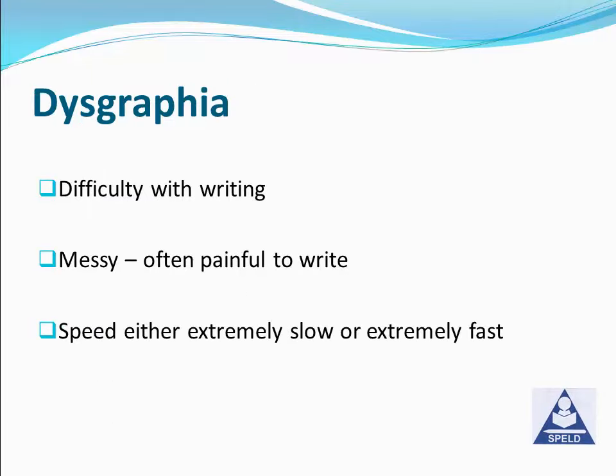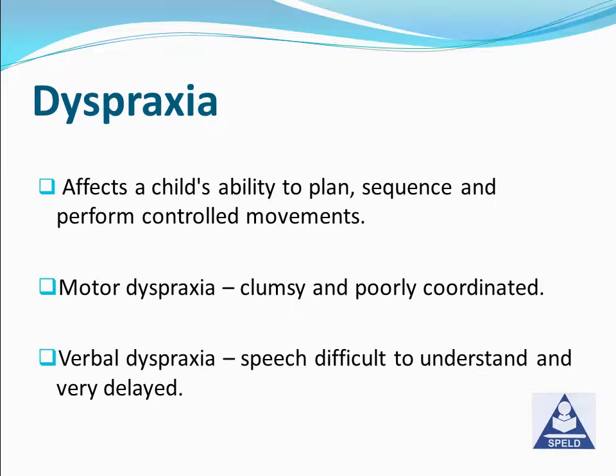We'll start with the first one of dysgraphia. This is a difficulty with writing. It may be due to physical difficulties with holding a pencil and controlling the hand. It may also be to do with getting ideas from the mind down onto paper. Handwriting is very messy and it may be painful for the student to write. They have difficulties with speed. Their writing may be incredibly fast, they just want to get the job done, or it may be very slow.